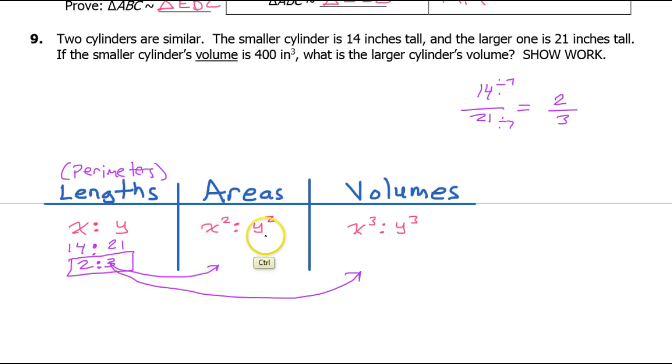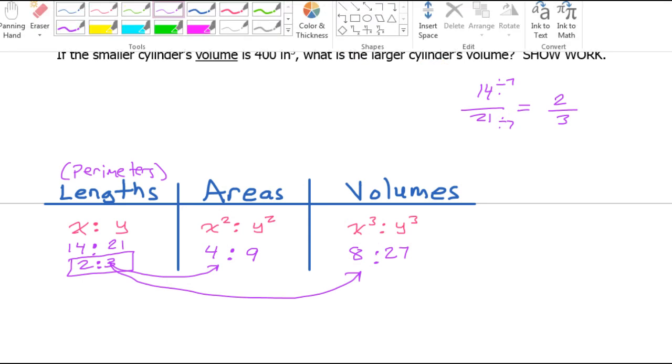So that means the ratio of areas, or the area scale factor, oh wow, these are the numbers I just picked a minute ago, just at random. So this is going to be 4 to 9, like we discussed a minute ago, and this is going to be, again, 8 to 27. 2 squared and 3 squared, and going back to the 2 and 3 again, 2 cubed and 3 cubed. Now we should be able to do the rest of the problem.